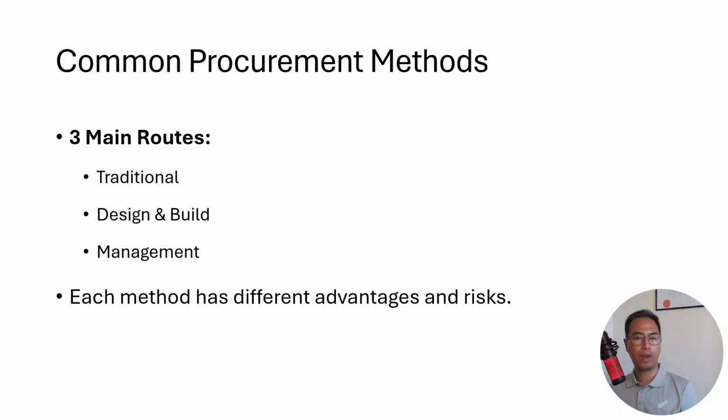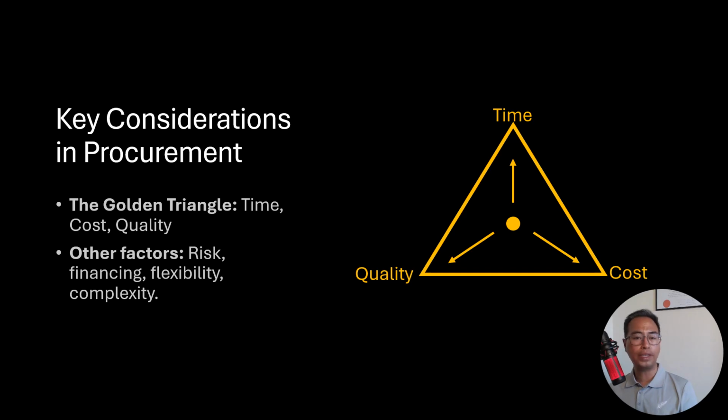There are three primary procurement routes in construction: traditional, design and build, and management. Each method has its own set of advantages and risks. The best choice depends on your project's specific needs. Over the next few slides, we'll break down each method to help you understand which one might be the right fit for your project.